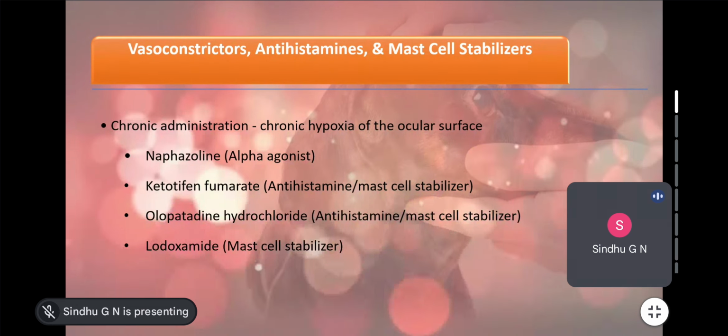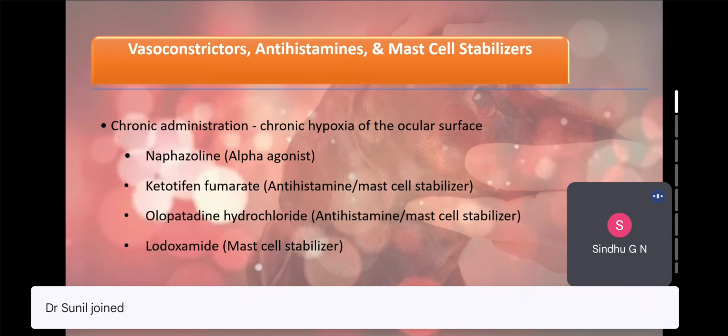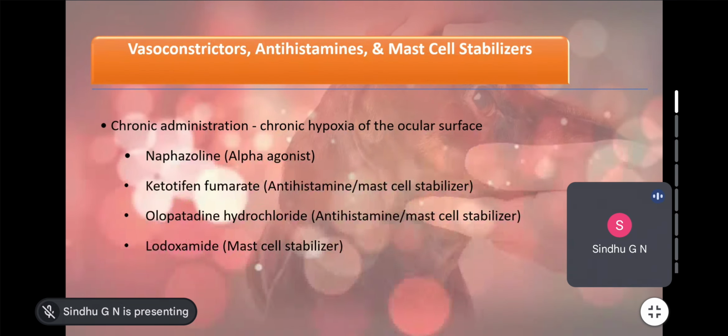Then other than that, vasoconstrictors, antihistamines and mast cell stabilizers can be used for mast cell mediated, antihistamine responsive conjunctivitis. Their chronic administration can cause reduced blood supply to the ocular surface and resultant hypoxia. So it should be for short-term relief. Naphazoline will reduce the hyperemia or vascularity of the conjunctiva. So it is just for immediate relief. Chronic use is not indicated. Then ketotifen is there. Olopatadine is an antihistamine, which is very commonly used for allergic or mast cell mediated conjunctivitis, and lodoxamide.